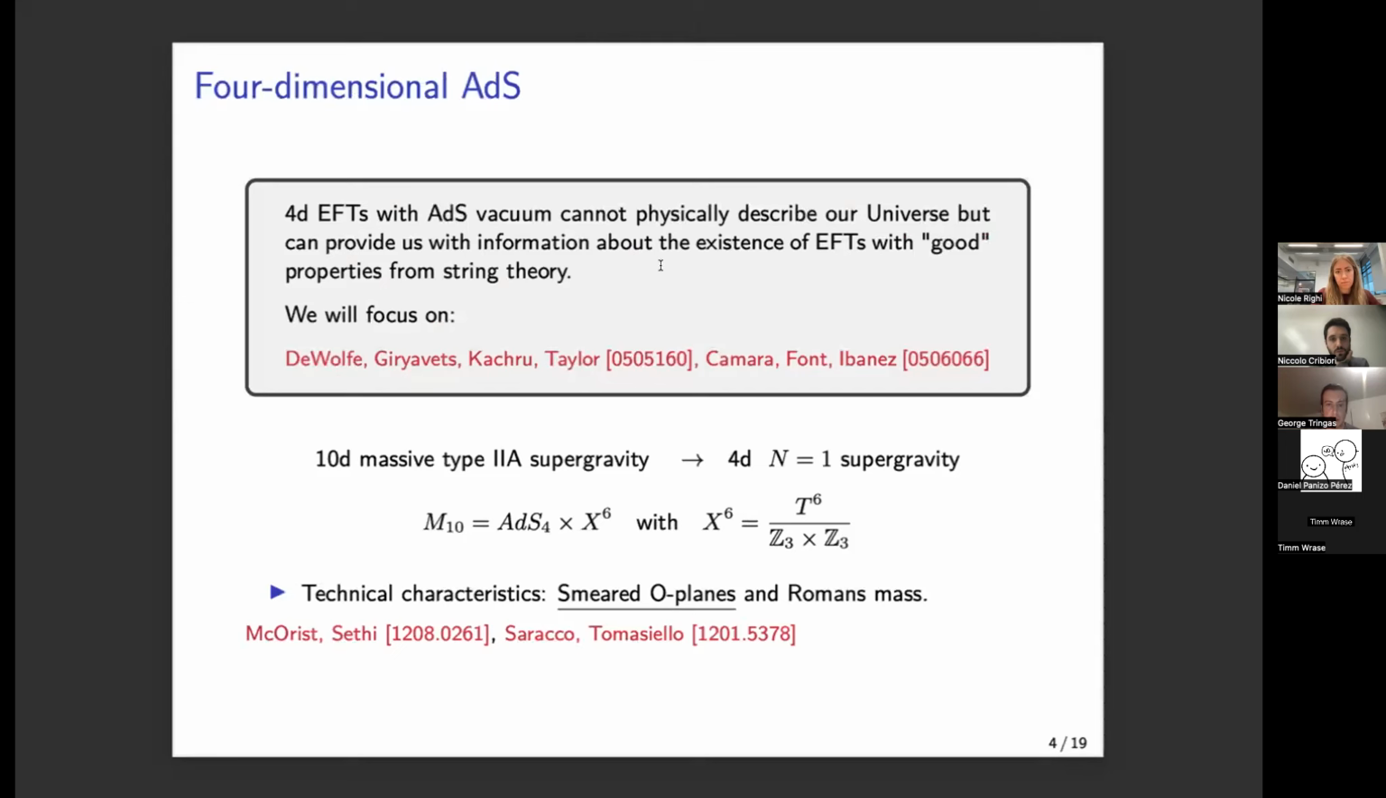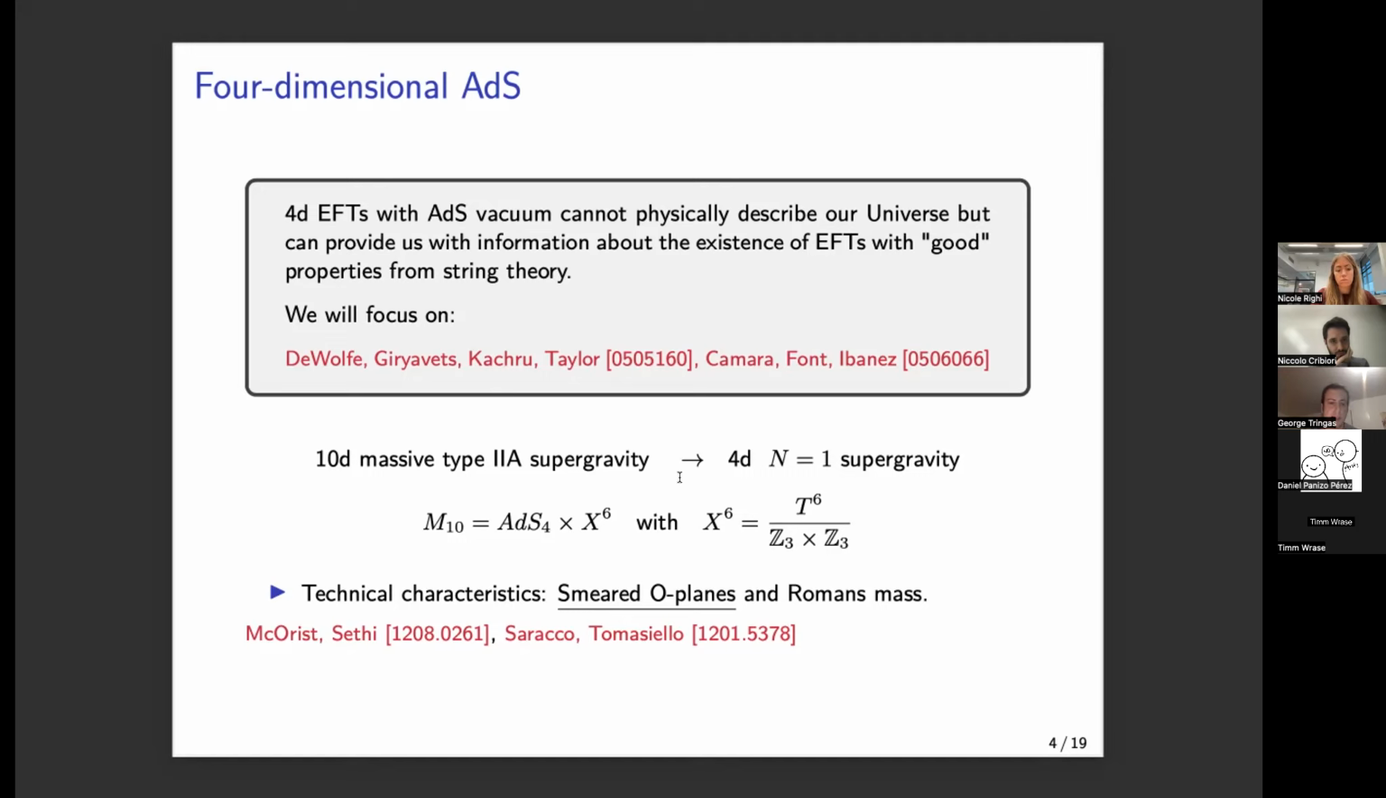We will focus on a specific model, which is called DGKT. We get this model from 10-dimensional massive type 2A supergravity when we compactify on a specific orbifold, an orbifolded T6 torus, actually. What we get, the EFT, is a 4-dimensional AdS N=1 supergravity, which possesses all the properties that I told you before, like quantized fluxes, full moduli stabilization, scale separation.